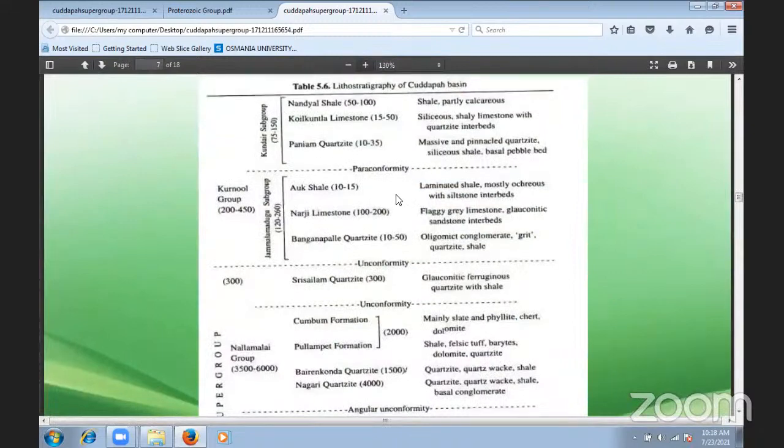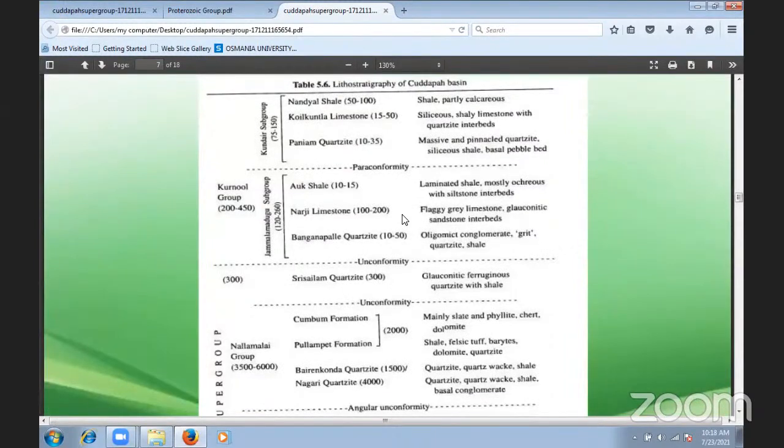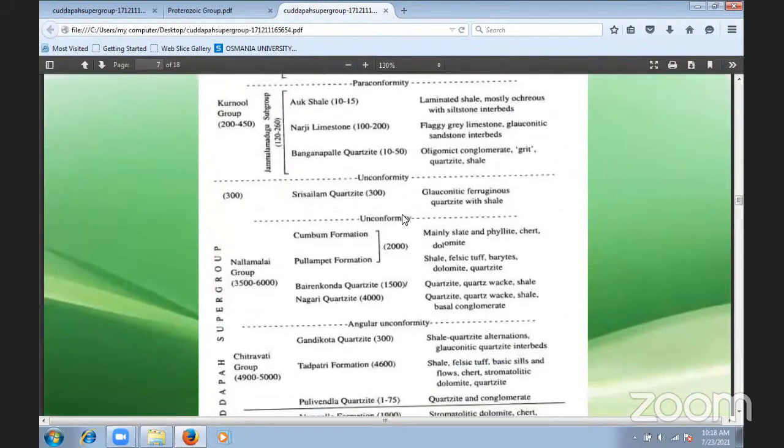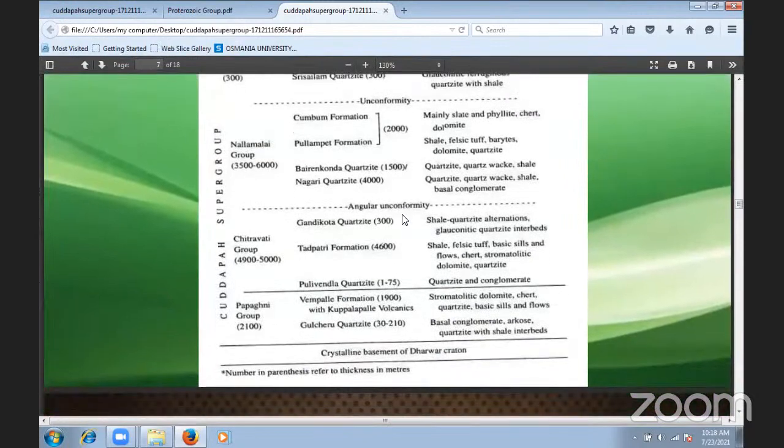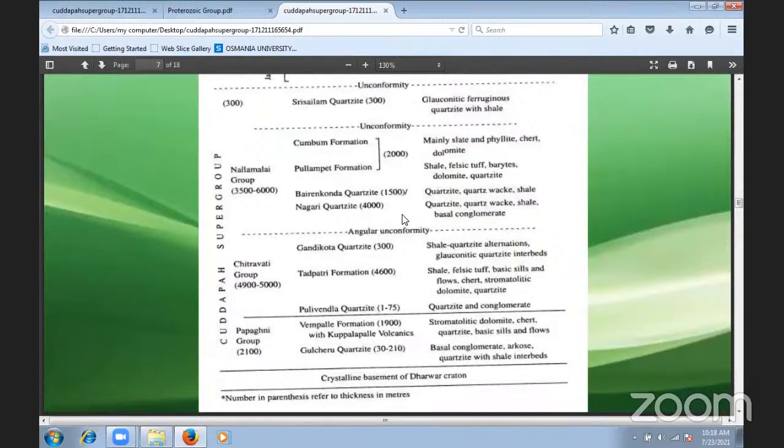You see, this is the lithostratigraphy of the Kadapa basin. We come from the bottom upward. It is a reclassification of the Kadapa basin. Along with the thickness, you can see the base, the crystalline basement of the Dharwar craton. Above this, an unconformity was formed. It is called the Eparchean unconformity, but it was not shown here in the stratigraphical succession. But anyway, you can see here the Papagni, Chitravati, and Nallamalai groups.